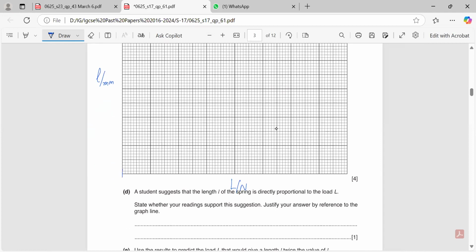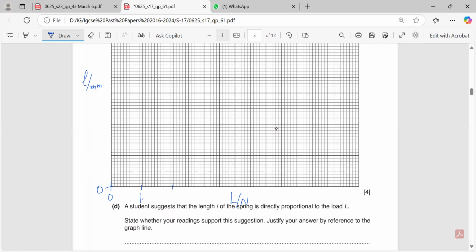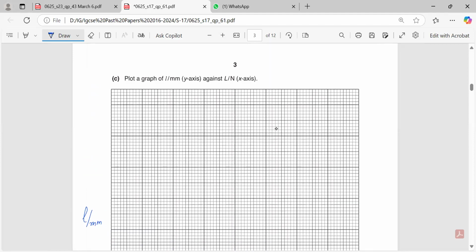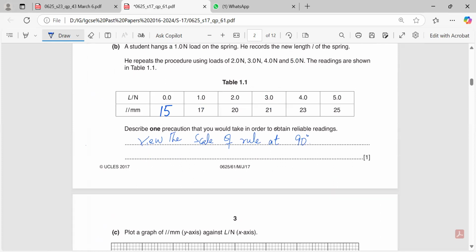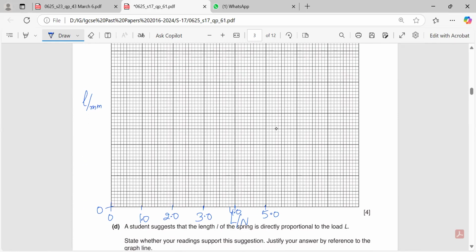So we can start from 0, 0, and load is 1.0, 2.0, 3.0, 4.0, and 5.0. So more than half of the grid is covered with the data. Then our values for length are from 15 to 25. So I cannot go 10 like this, so 0, then I can make it 5.0.